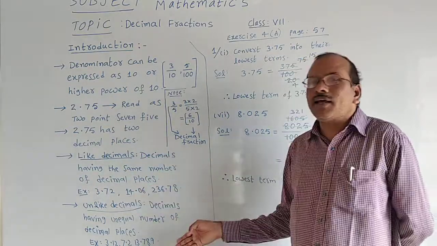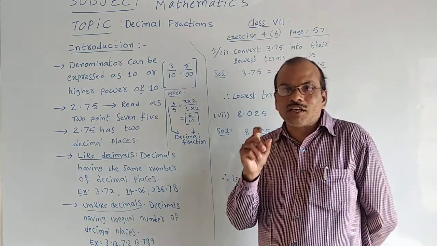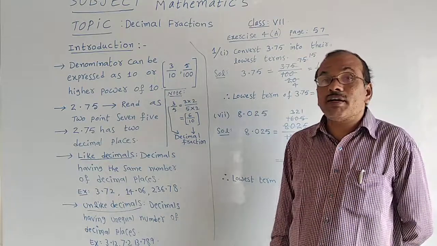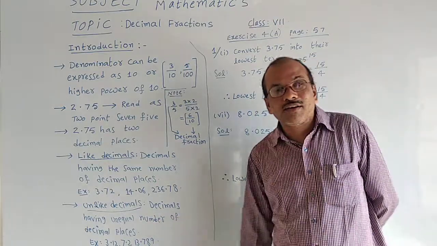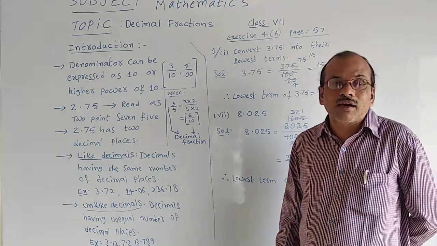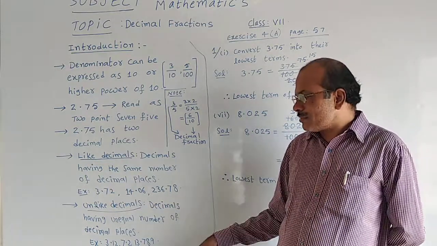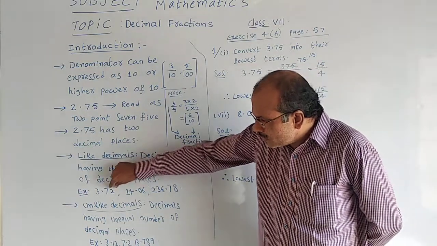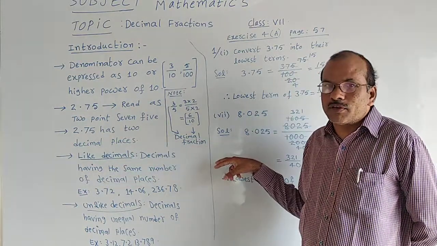Again we have unlike decimals, just with a little difference. Decimals having unequal number of decimal places are called unlike decimals. Here 2 digits, 2 digits, 2 digits. So equal number of decimal places.